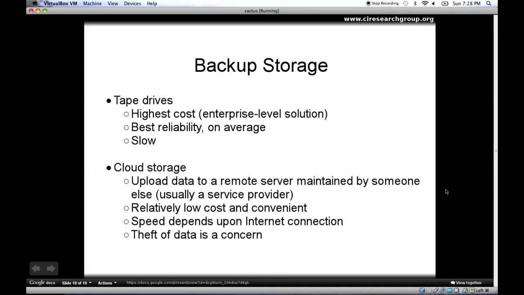Tape drives are considered the best enterprise level solution, which of course means they have the highest costs, but they have the best reliability on average despite being somewhat slow to access for reading and writing. Cloud storage is another option for many users, and in this model, backups are simply uploaded to a remote server that someone else maintains. This is typically a backup service provider. Cloud storage is relatively low cost and convenient. However, its speed does depend upon the internet connection that you're using to send data to or retrieve data from the backup service. And theft of data can be a concern.